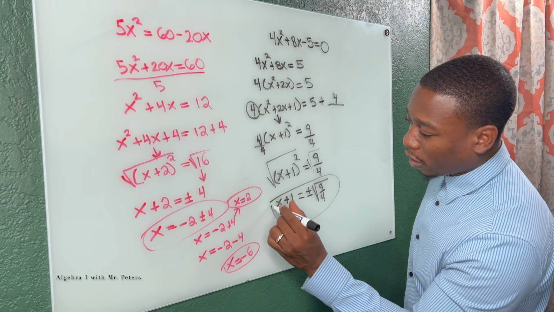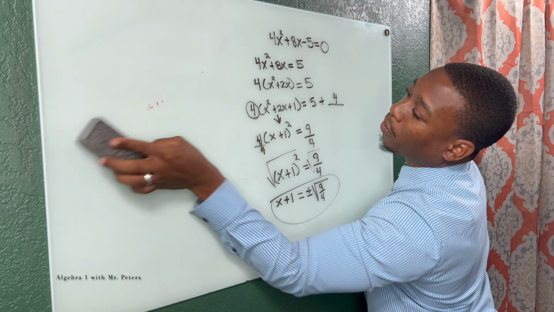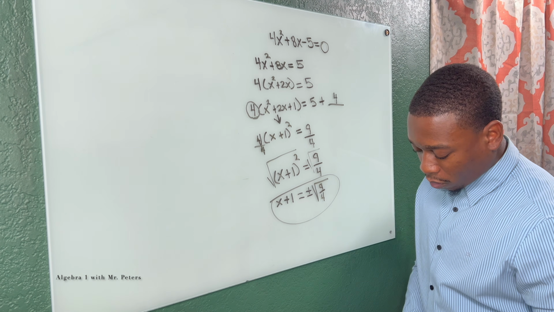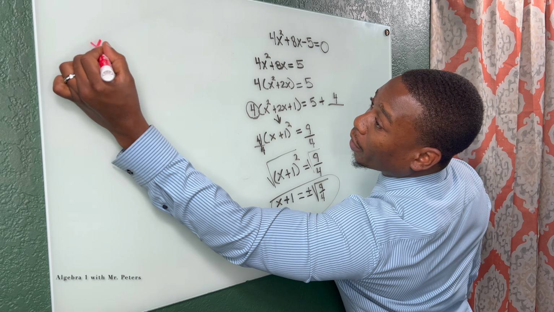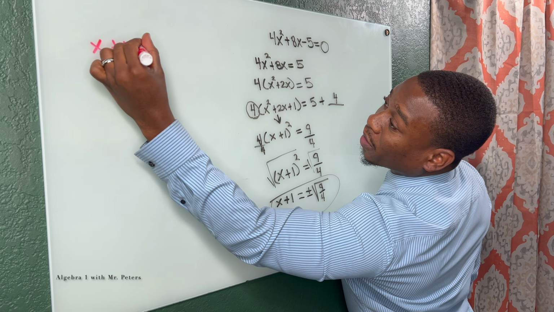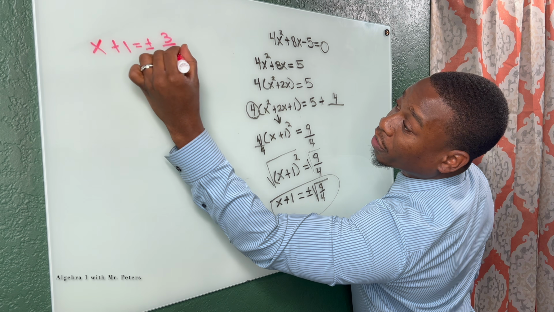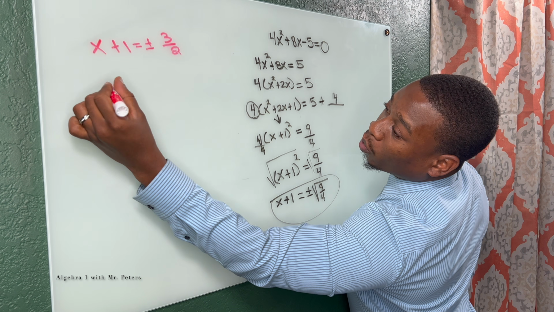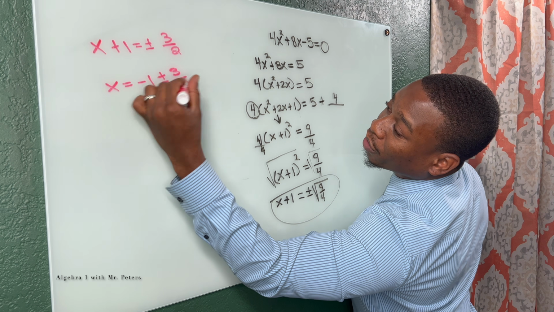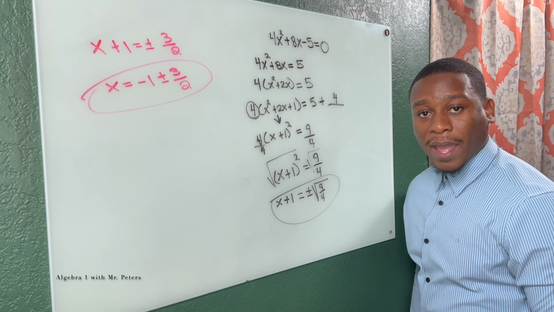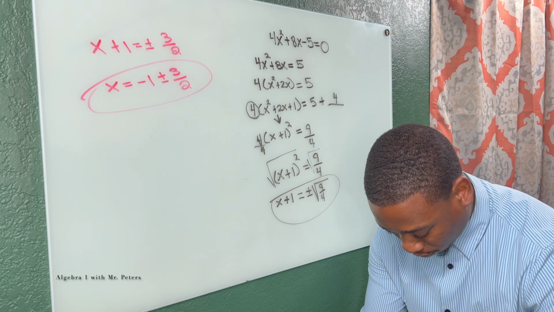So we're going to take a pause right here and let's get some more space. All right, so let's erase this first problem. All right, so now from here, let's take this up here. So we simplify, we have x plus 1 is equal to plus or minus 3 over 2, right? Subtract 1, x is equal to negative 1 plus or minus 3 over 2.